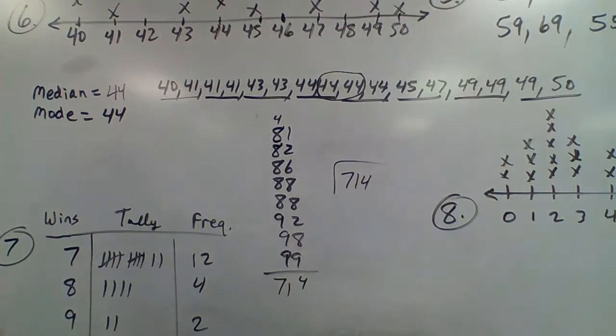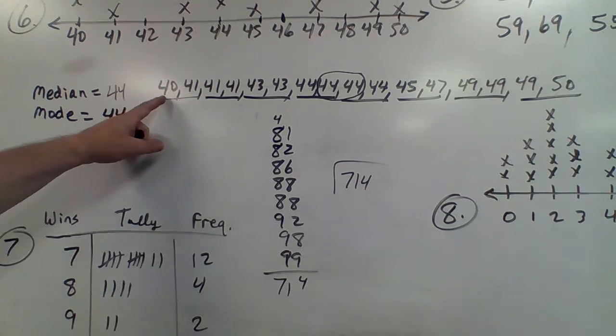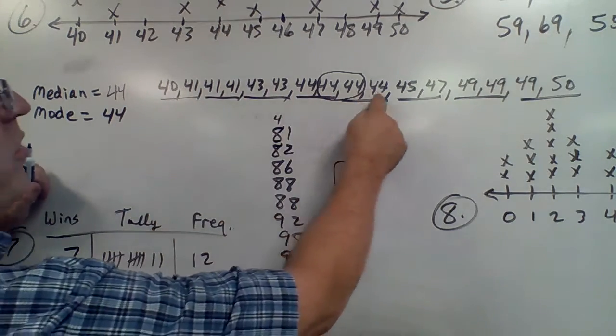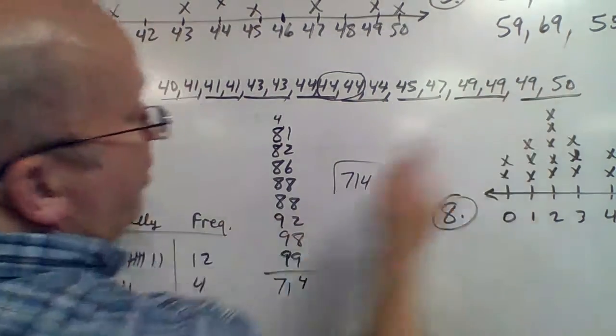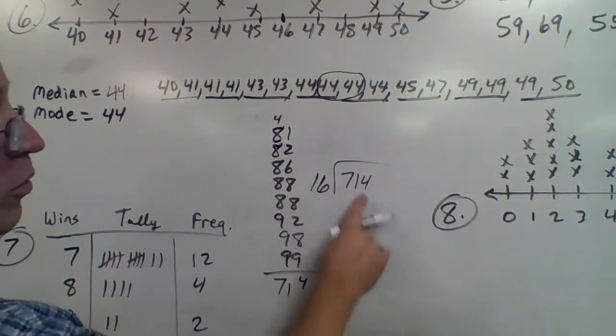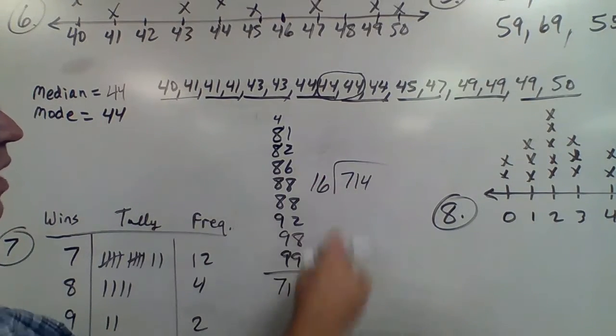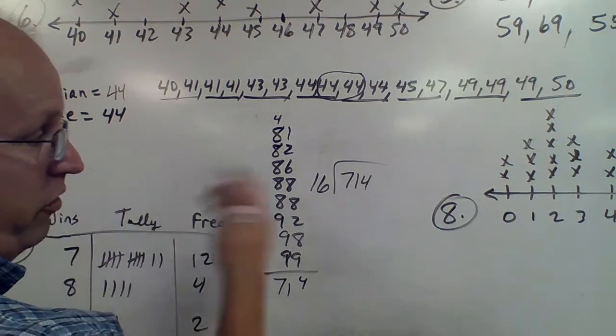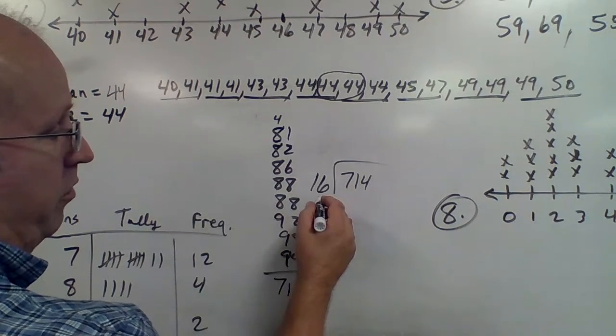Remember, we're trying to find the mean. Now, we have to count up all these numbers. How many numbers were there? 1, 2, 3, 4, 5, 6, 7, 8, 9, 10, 11, 12, 13, 14, 15, 16. There were 16 numbers. So we're going to divide that 714 by the 16. Now remember, the directions say round to the nearest tenth, so we'll see what happens here.